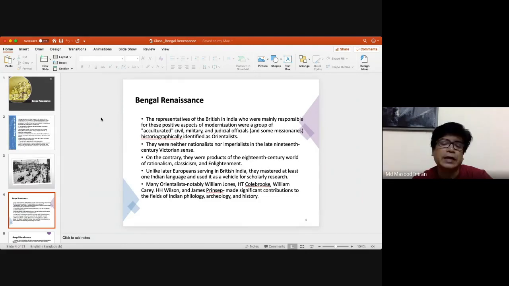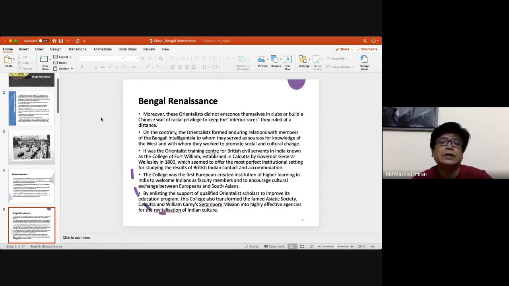Moreover, these Orientalists did not ensconce themselves in clubs or build a Chinese wall of racial privilege to keep the inferior race away. They ruled at a distance. In most cases, the Europeans and Britishers came here to conduct their job, and most of the time they spent their leisure time in clubs, and they made a huge gap with the native people, and they were very racial in these things.